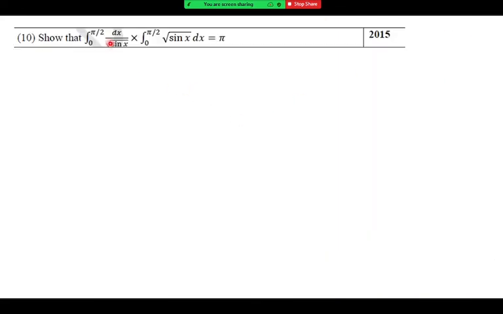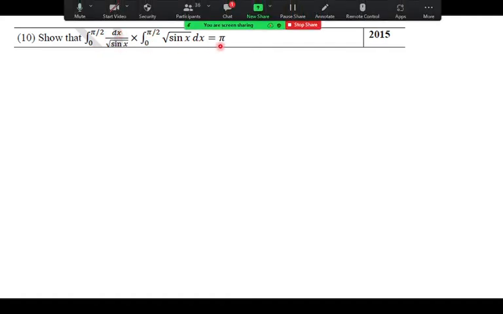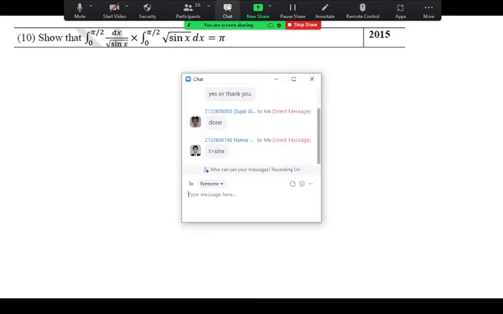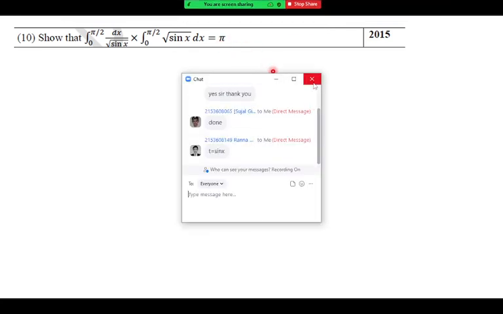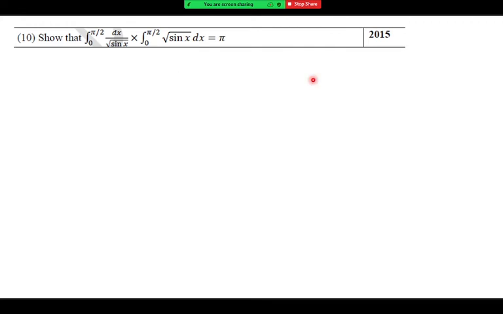So here is the second last example. Integral 0 to pi by 2 dx upon root sin x into integral 0 to pi by 2 root sin x dx. What can be done here? Rana suggests t equal to sin x. You can go that way also, put t equal to sin x, then it goes in the first form.